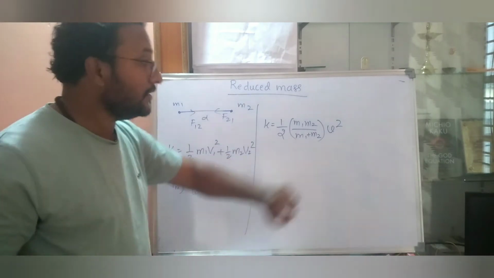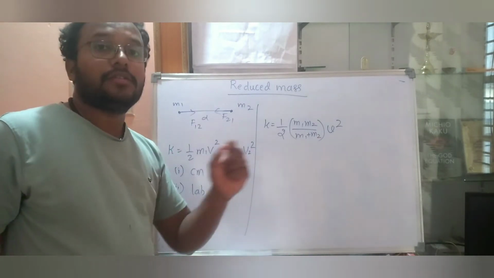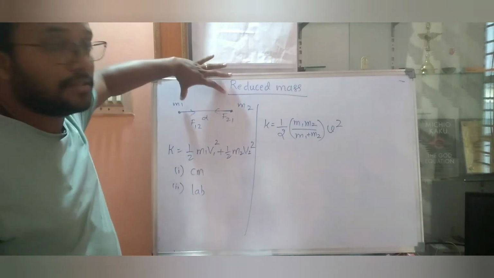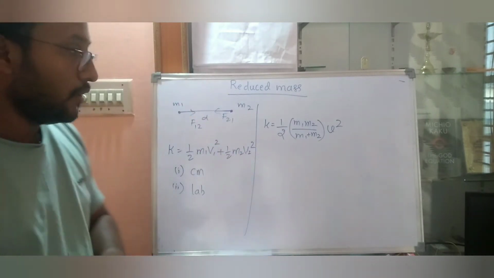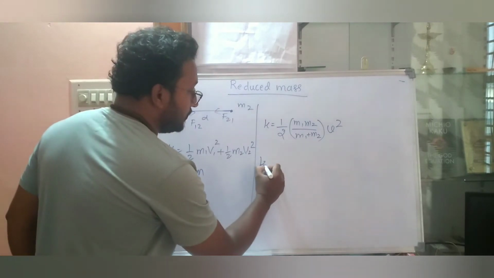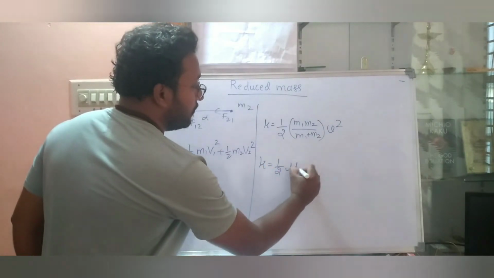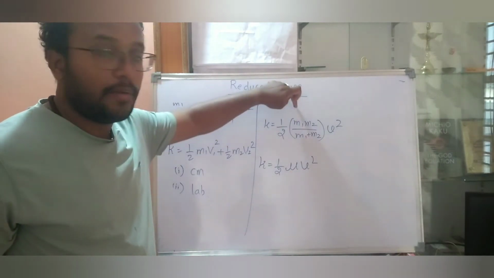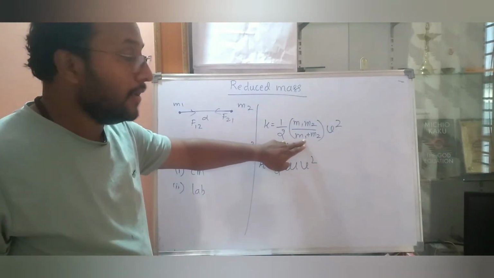I hope you know what it is. And this expression inside the bracket is actually called the reduced mass of this system of two particles. I can also write the same equation as K is equal to half mu v square. This mu is nothing but m1 m2 divided by m1 plus m2.